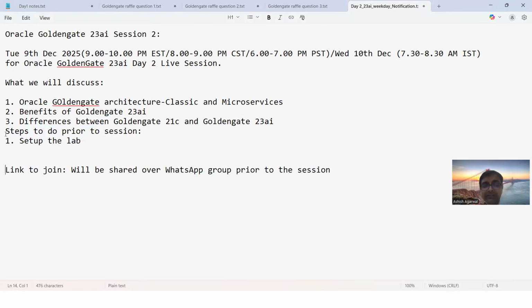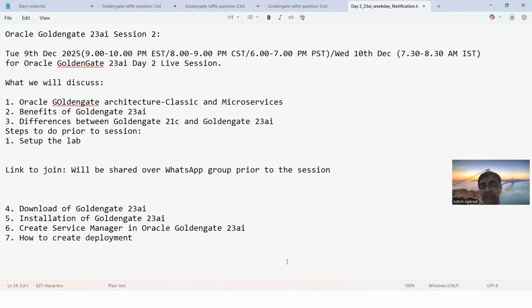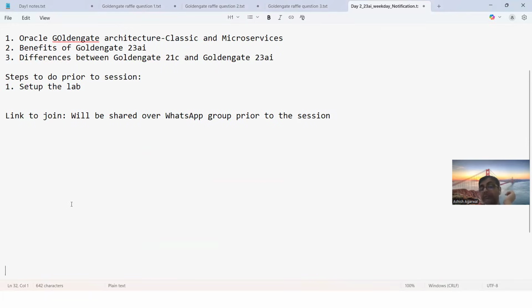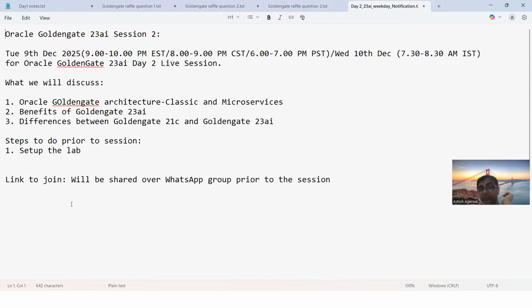So as the practice for today's session, what I would suggest is set up the lab. The lab is already shared with you over the WhatsApp group. So just download those images and try to import them. If you're facing issues, we'll discuss over there. The link for joining today's session will be shared over our WhatsApp group prior to the session.